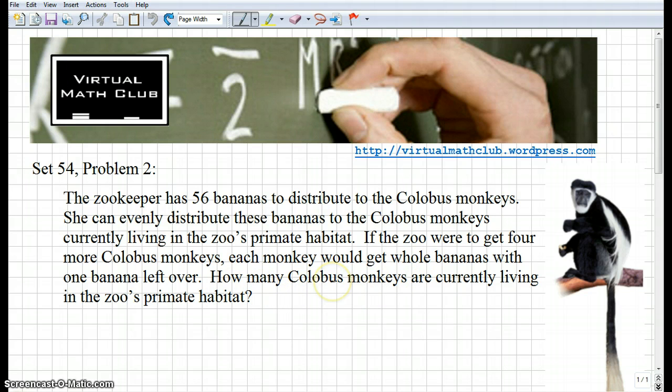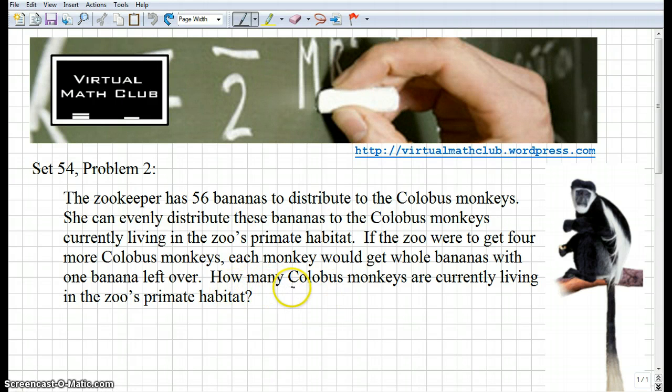We're just giving every monkey a whole number of bananas, and then we have 1 left over. Well, so what does that mean? That means that we're distributing 55 bananas instead of 56, right? So we also know that if we took the number of colobus monkeys and we added 4 to it, and we took that times the number of bananas they get, then that would be 55. Okay, so 55 is a multiple of the number of monkeys if we had 4 more.